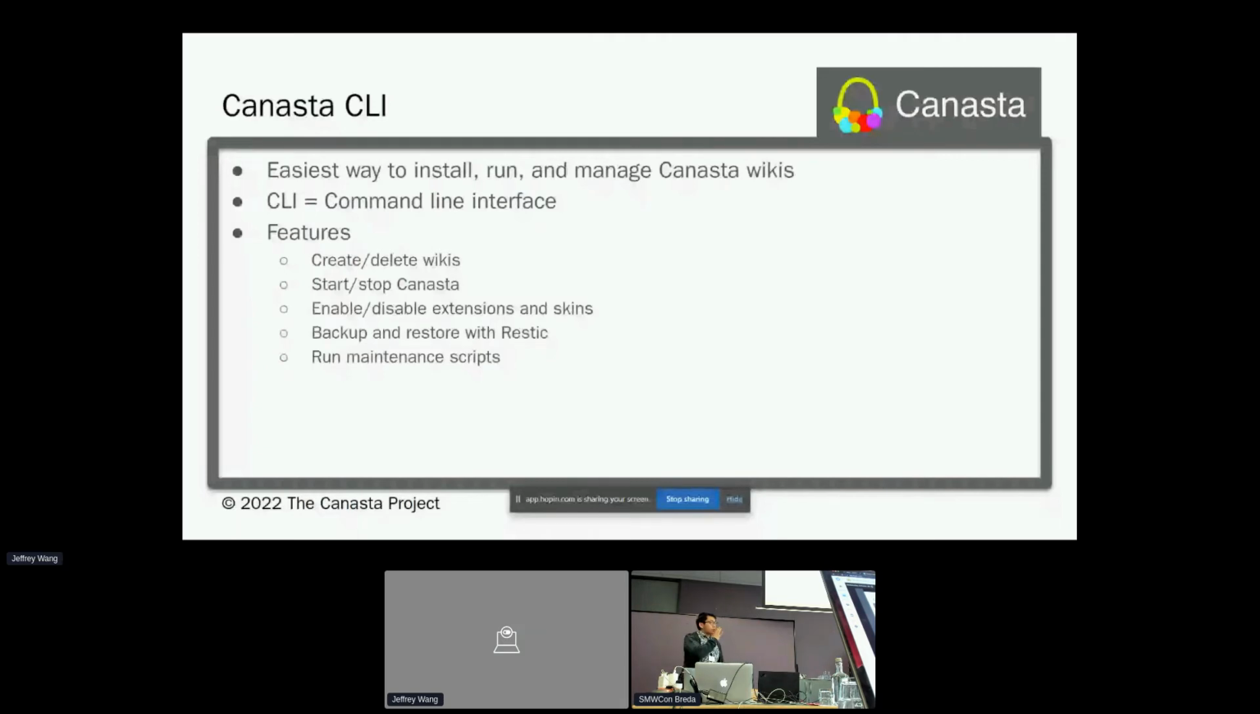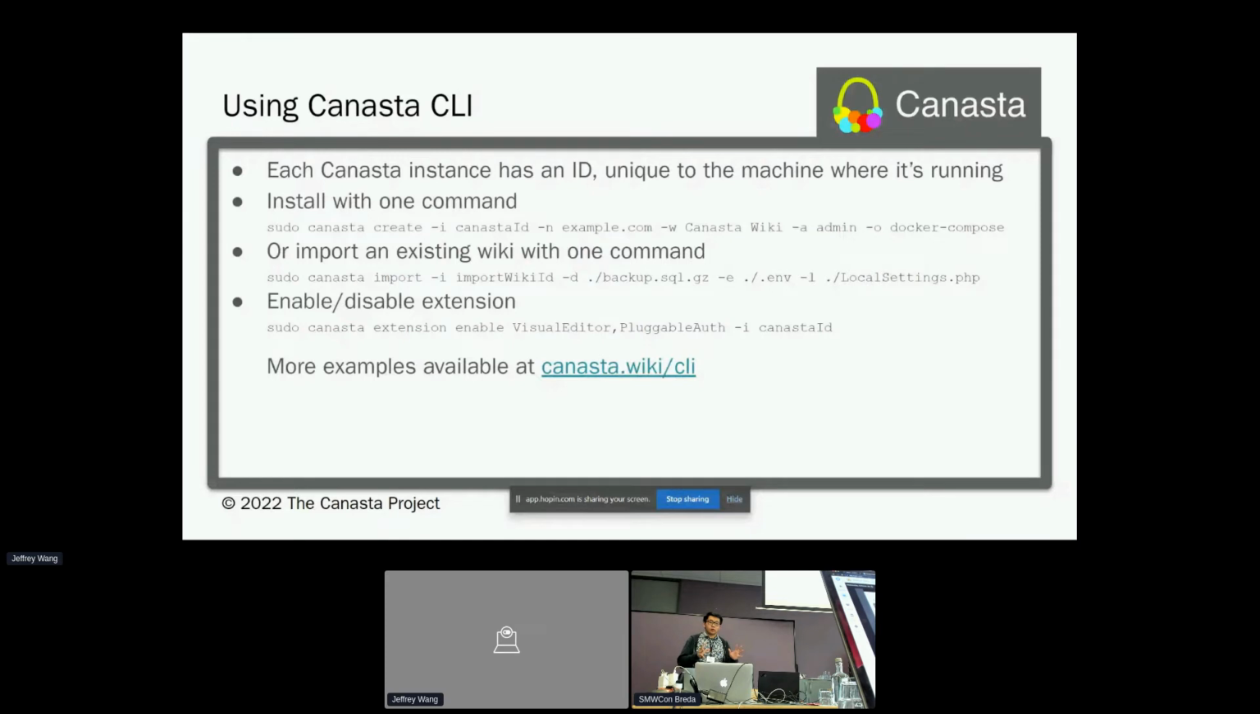So first, let me get some concepts off the ground. Each Canasta instance has an ID. So what does that ID mean? Well, the CLI supports multiple instances of Canasta per server, so the CLI requires each instance to be assigned one ID. You'll be able to run the Canasta command from any working directory as long as you specify the wiki ID. And as long as you specify it, you'll be able to run all of the functions, like installing, importing, or enabling extensions and stuff like that.